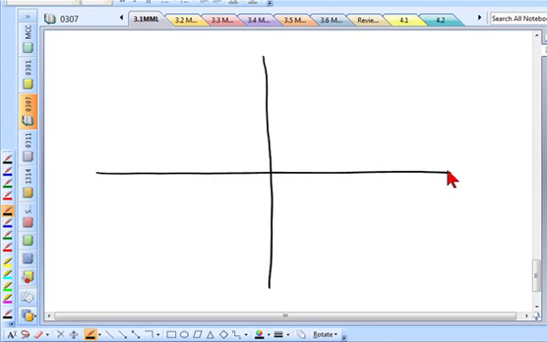A coordinate plane is made up out of a horizontal number line and a vertical number line, which are perpendicular to each other. Now, this one time, I'm going to go ahead and label this. I'm going to use a thin pen to label it.